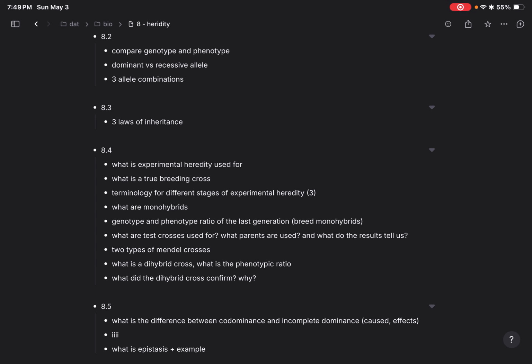Genotype and phenotype ratio of the last generation. When you breed the monohybrids, you're going to get a genotype ratio of 1 to 2 to 1 and a phenotype ratio of 3 to 1. If you use a Punnett square, it makes sense.